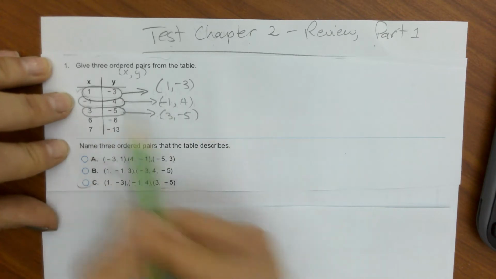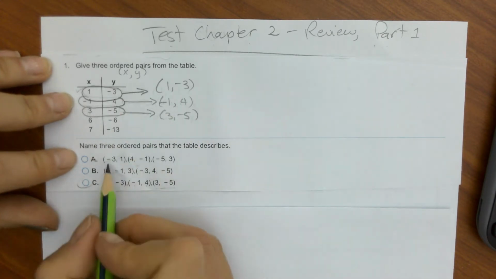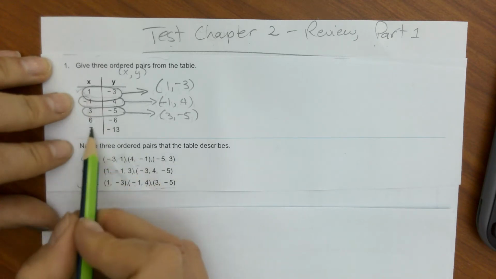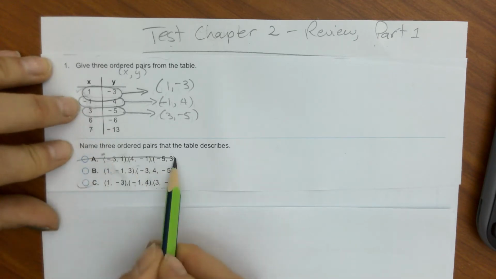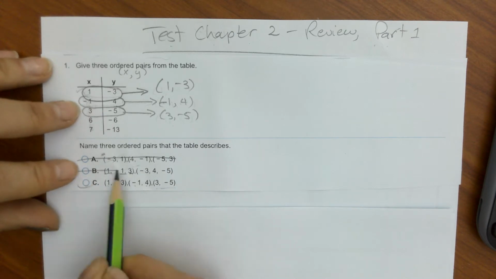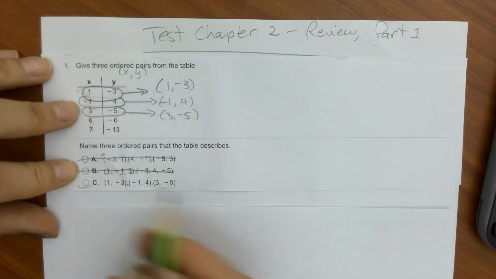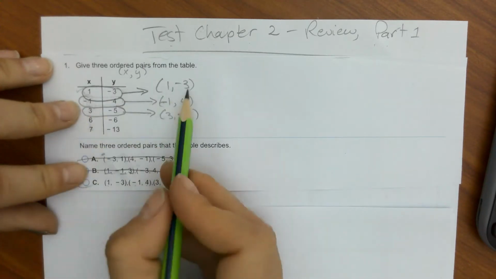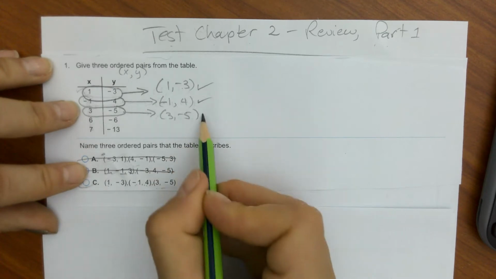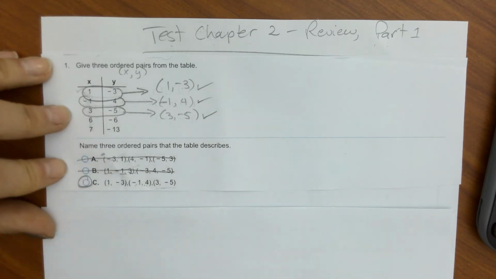Okay, so this and this is just the same thing. Let's check this one. Negative 3, 1. Well, there's no negative 3 here, so that can't be it. 1, 2, 3 numbers? No. It only has 2 numbers in an ordered pair. 1, negative 3? Yes. Negative 1, 4? Yes. 3, negative 5? Yes. So it's C.